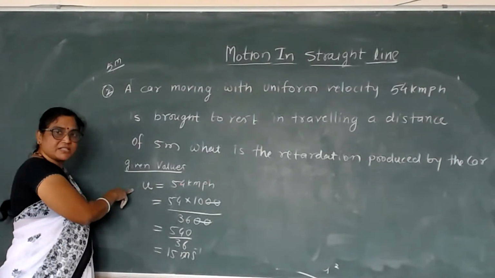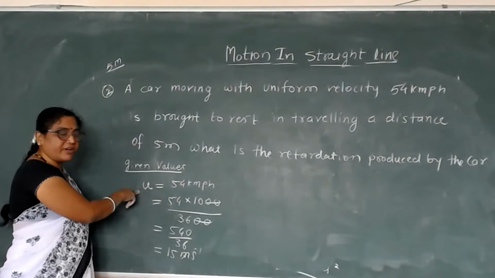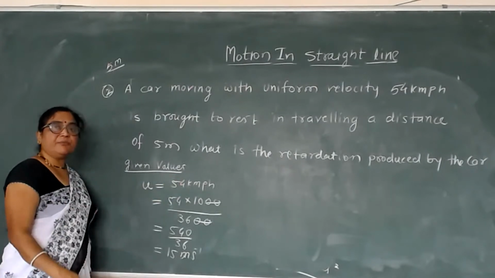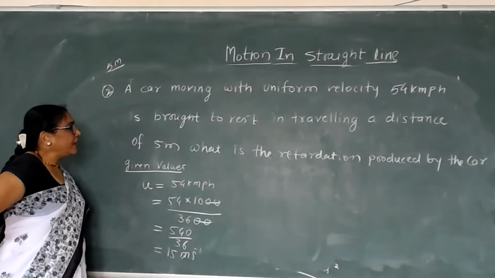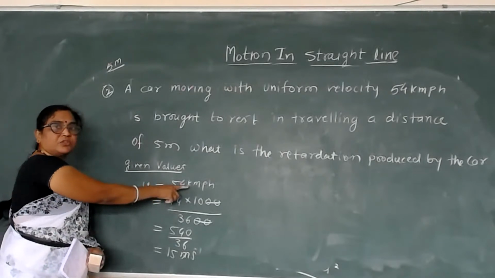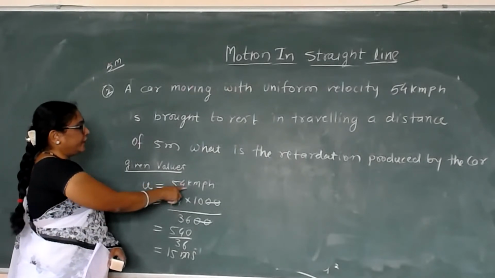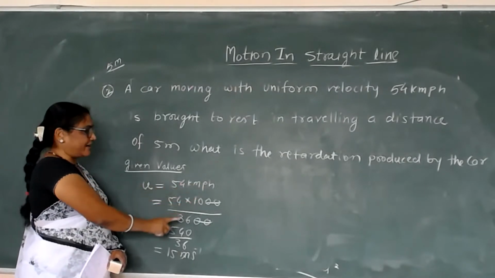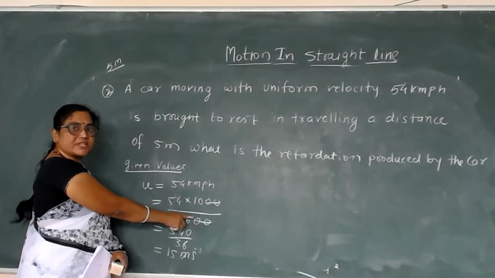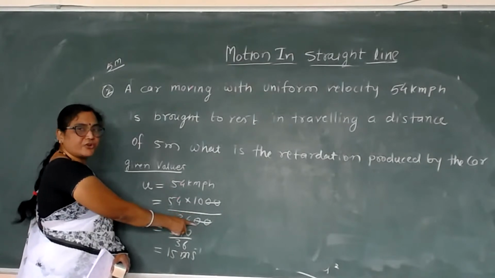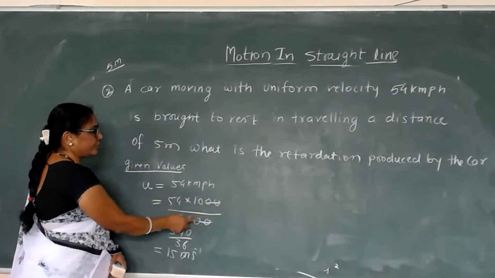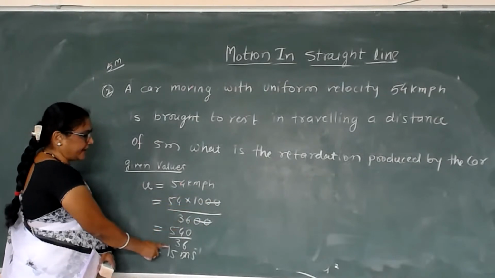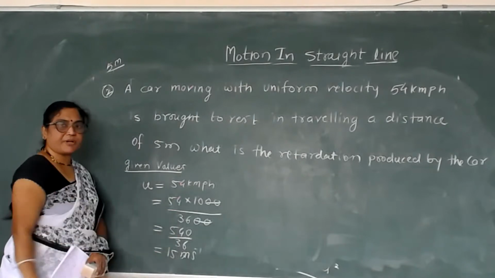So initial velocity is given, 54 kilometer per hour. So convert this unit into meter per second. Therefore 1 kilometer is equal to 1000 meter. So 54 into 1000 divided by 1 hour. 1 hour converted in seconds, that is 60 minutes into 60 seconds, that is 3600. So 540 divided by 36. Divide this value. We got here 50 meter per second.